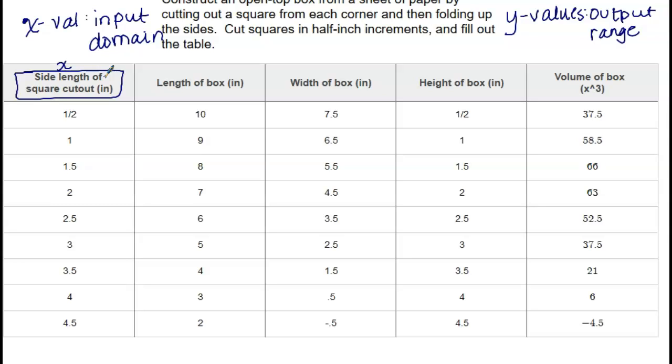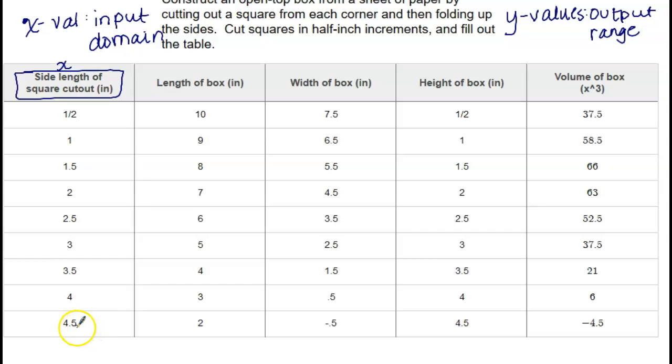So if you think about it, anything bigger than 0 would make sense. Because if you cut out 0 inches, you can't fold up any sides to make the box. You would just have the bottom of the box. So anything bigger than that though, and you can fold those sides up to create a box.